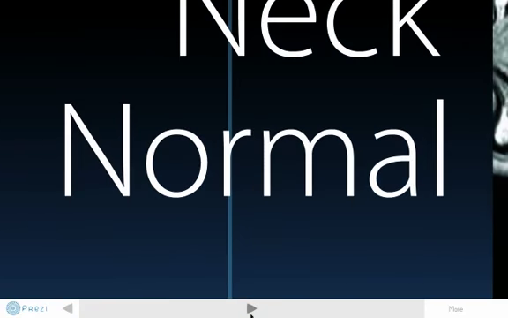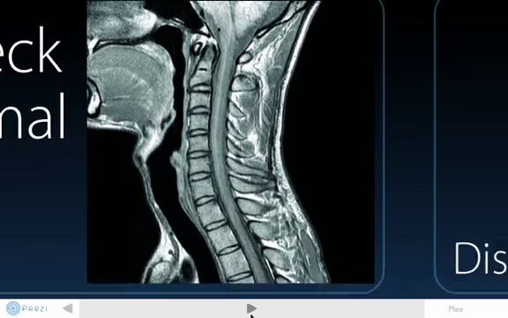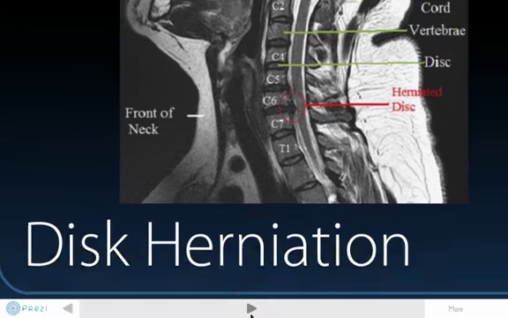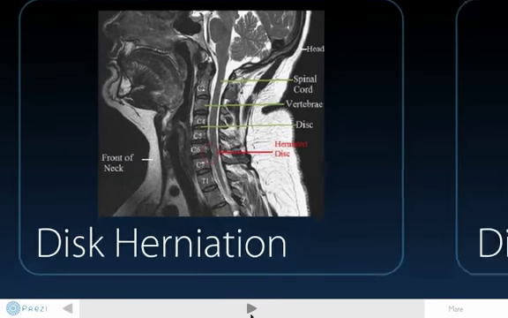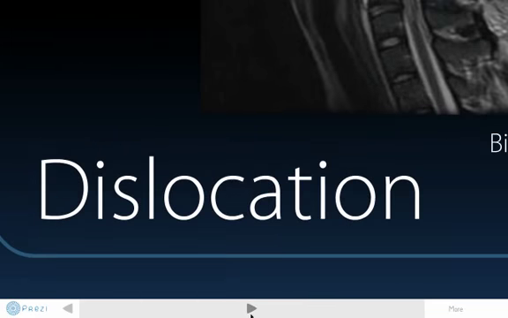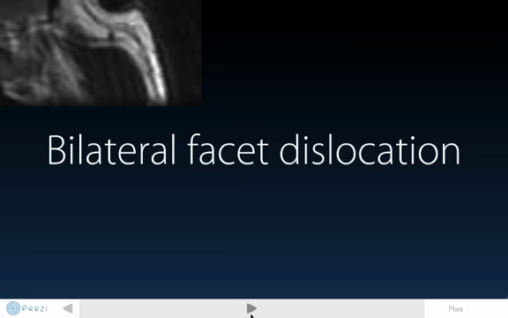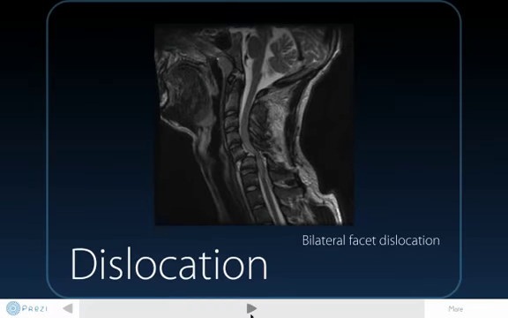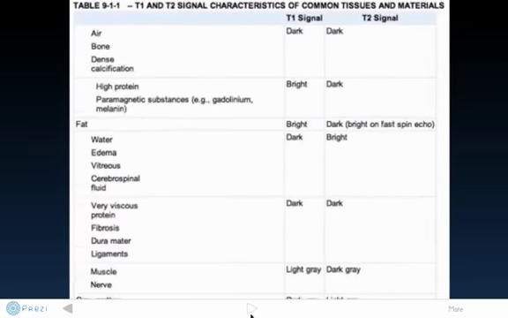Lastly, we'll look at the neck. First, a normal MRI of the neck, followed by a disc herniation between C6 and C7, which is seen as a dark bulge protruding into the spinal cord. And lastly, a bilateral facet dislocation. And we provide a reference table that displays characteristics between a T1 and T2 signal in common tissues.